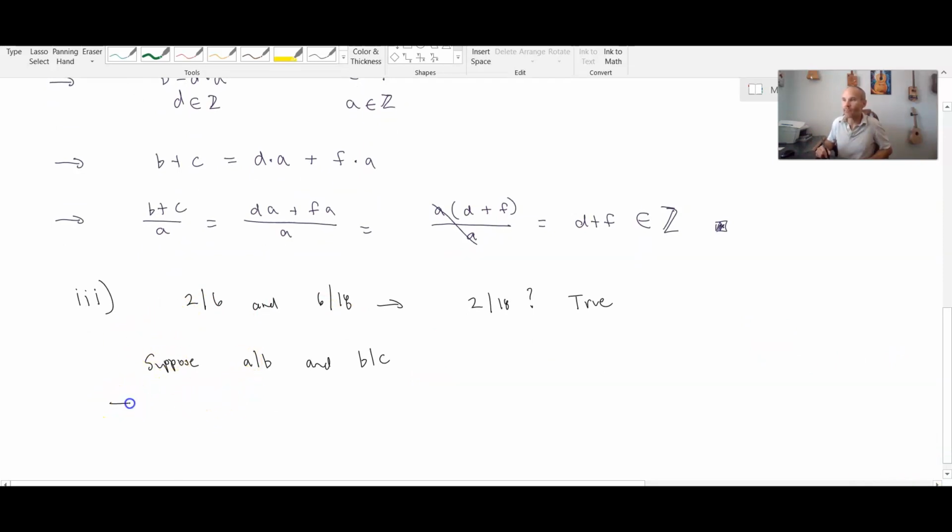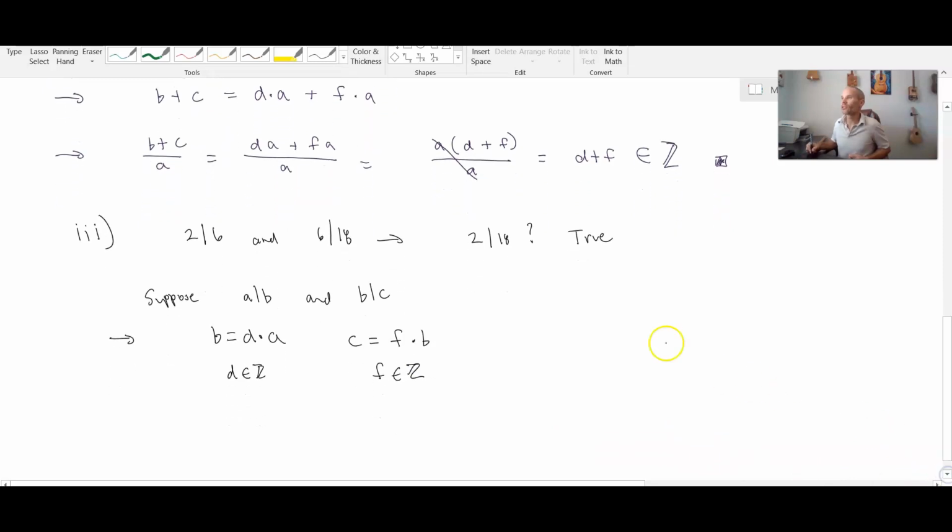So if A divides B, that means that B is equal to some multiple of A. And so D is going to be some integer. If B divides C, that means C is equal to some other multiple of the integer B. It can't be D again, because then we'd be saying that the factors are the same, or that the division produces the same integer each time. And F is some integer.